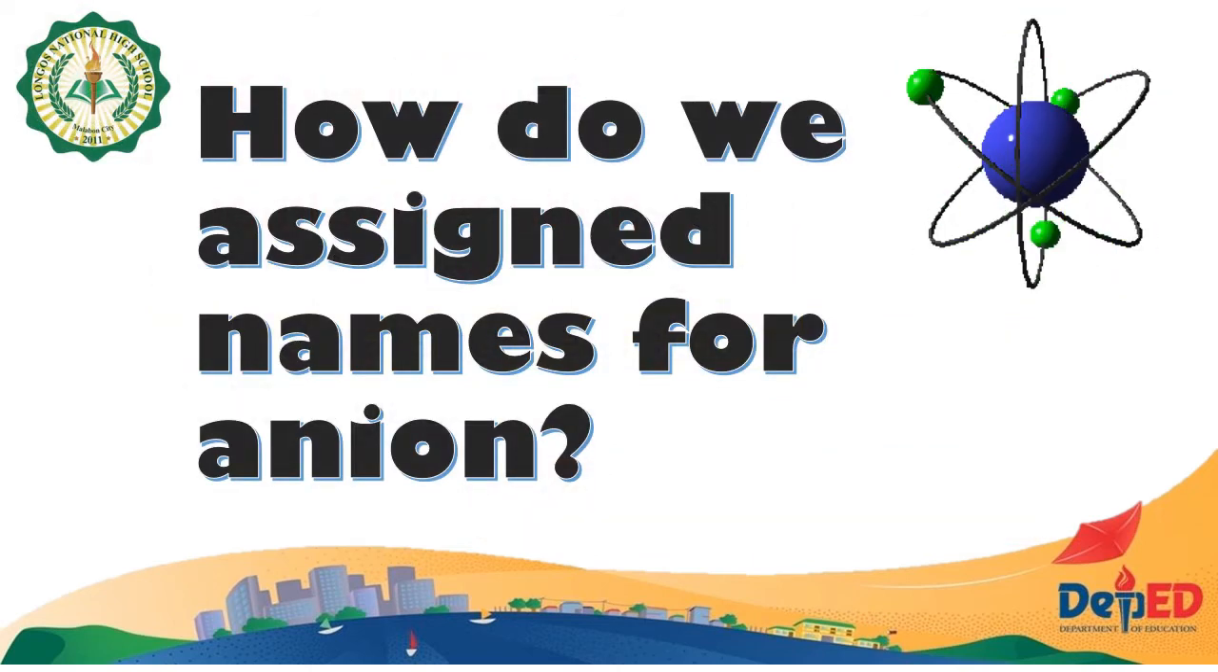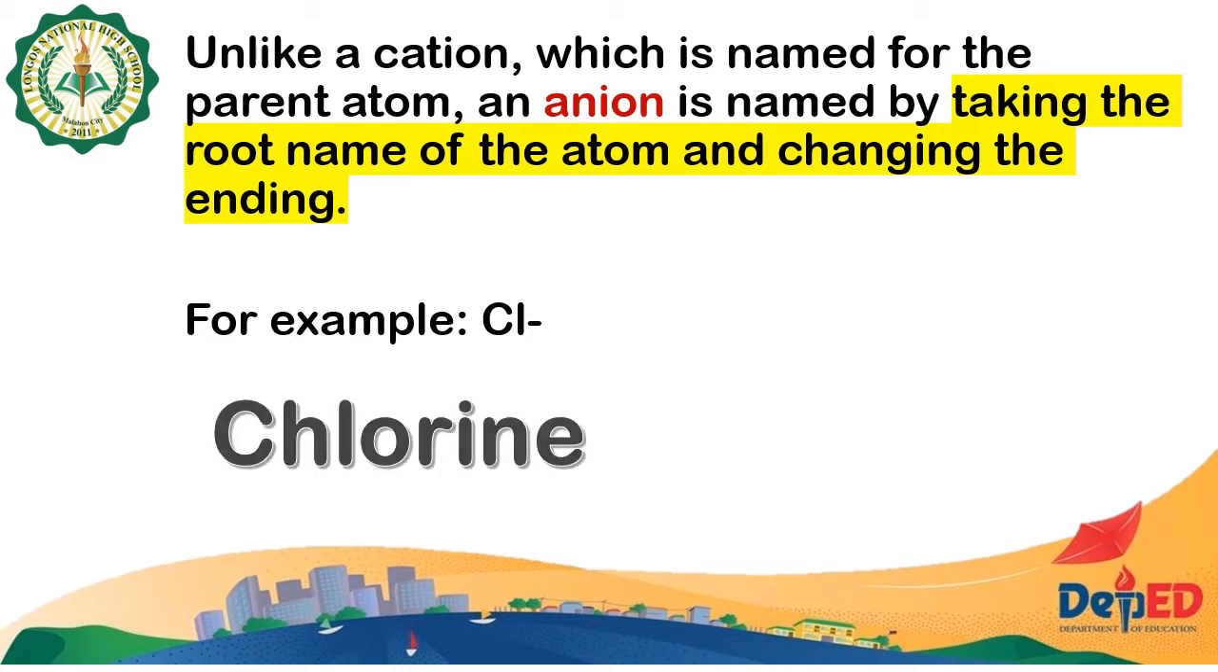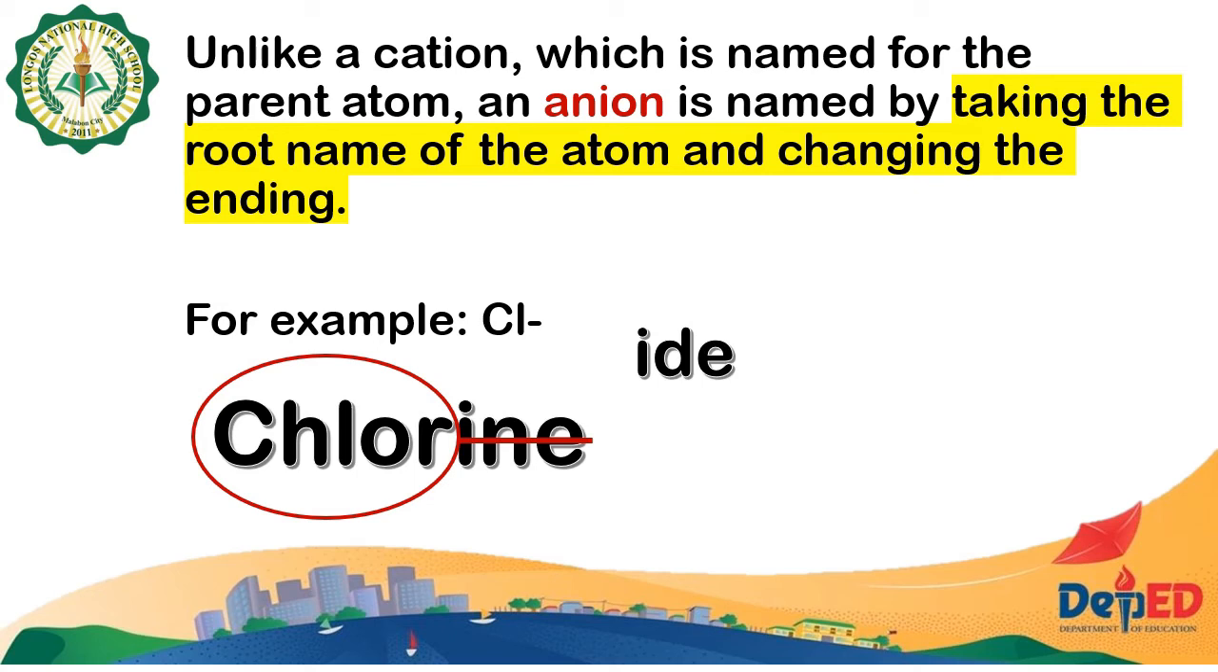How do we assign names for an ion? Unlike a cation, which is named for the parent atom, an anion is named by taking the root name of the atom and changing the ending. For example, chlorine: we copy the root name of chlorine, remove the INE and change it to IDE. Thus, it will now be called chloride.